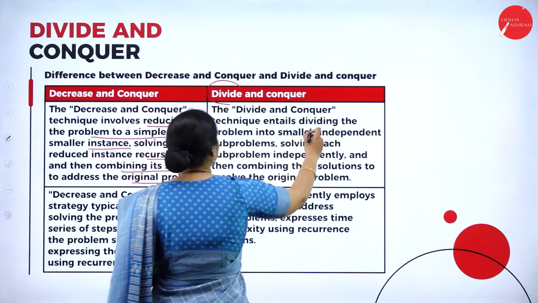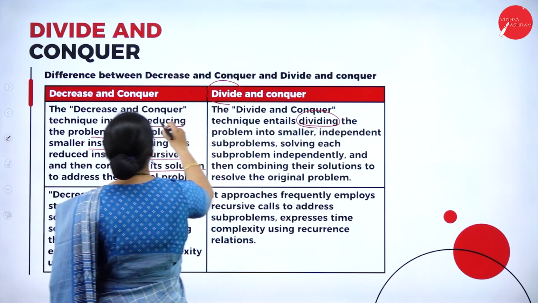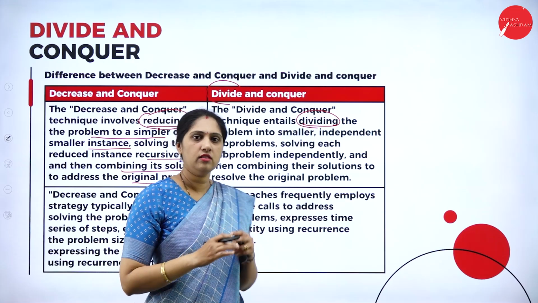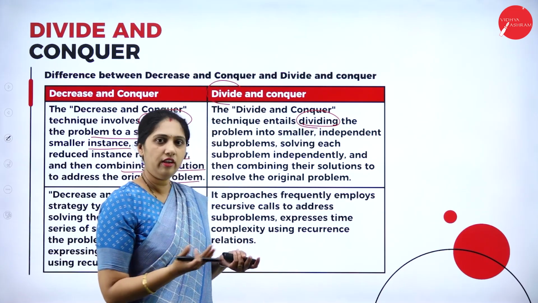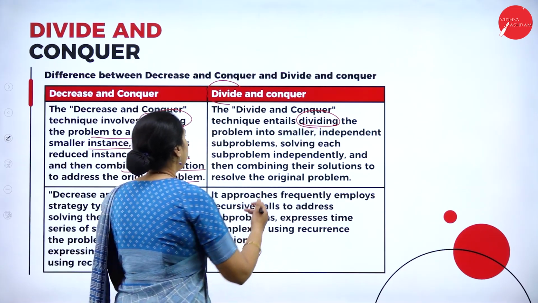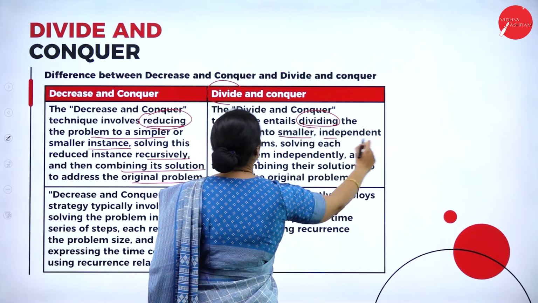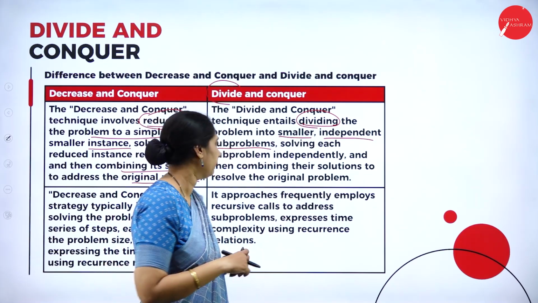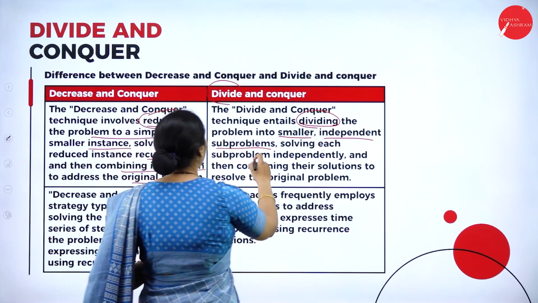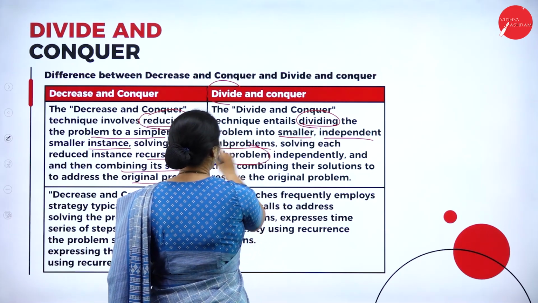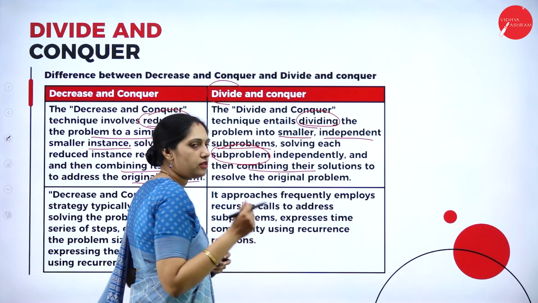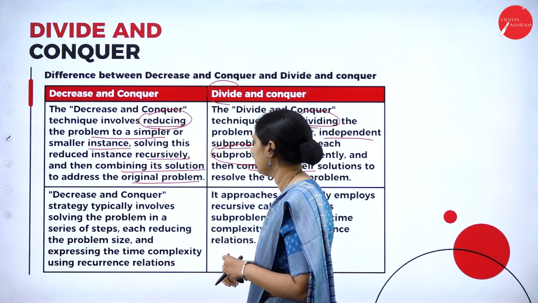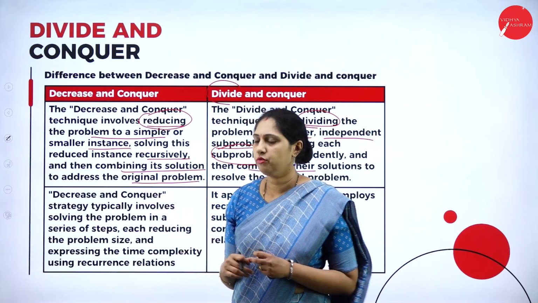Then what about divide and conquer? Here we say divide, there we say reduce. See the difference. Decrease is reduce, divide is divide only. Divide the problem into smaller problems. So we get what? Independent subproblems. Then after we get independent subproblems, we combine the solutions to get what? The original solution.